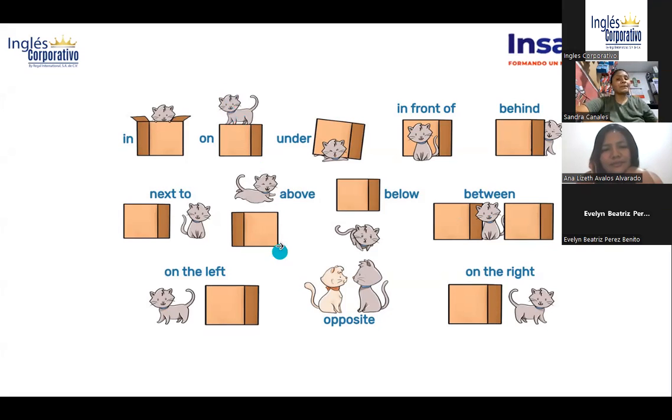Entonces, ¿cuál es la diferencia? Which is the difference? Ok, so, on es sobre, pero fíjese el gatito, está tocando la caja. Above también es sobre, pero fíjese el gatito, está sobre la caja, pero hay como un espacio, como saltando, como el que está volando, entre el gato y la caja. El gato está sobre la caja, pero se refiere a que hay un espacio.